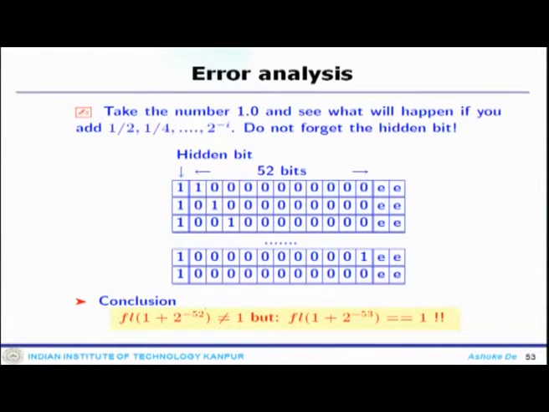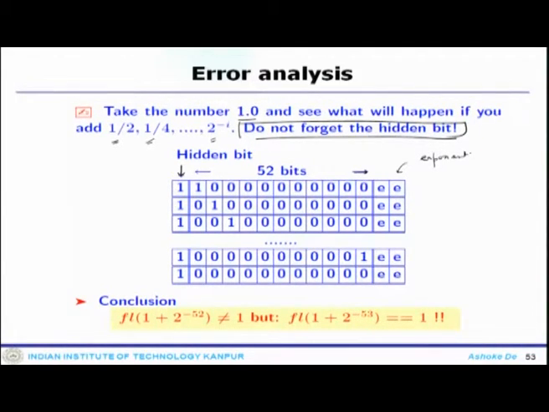So, we can again take an example and look at these things. You take the number 1.0 and see what will happen if you add half, 1 by 4, and 2 to the power minus I. Do not forget the hidden bit to be accounted for. So, this is the point. Now, this is the hidden bit, these are the mantissa, these are the exponent.